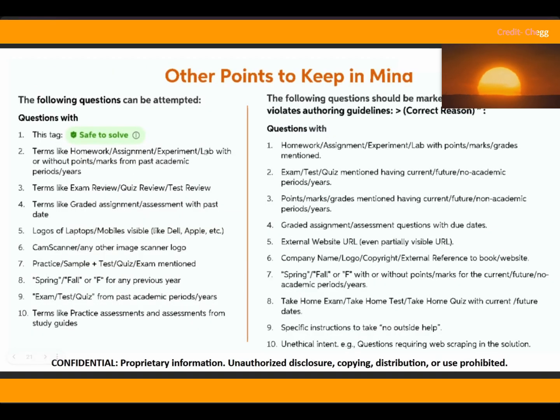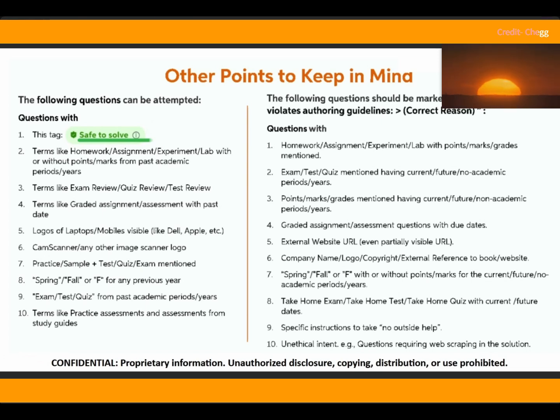Let's quickly go through the points of the authoring guidelines. These are the summaries of the points that we have discussed. If we have the tag saved to solved, the tag means the question is verified. It is not violating authoring guidelines. Let me repeat this. This tag, saved to solved, means the question is verified and it is not violating authoring guidelines. If you are seeing this tag, then please do not skip the question for violating authoring guidelines. We are free to solve that question.